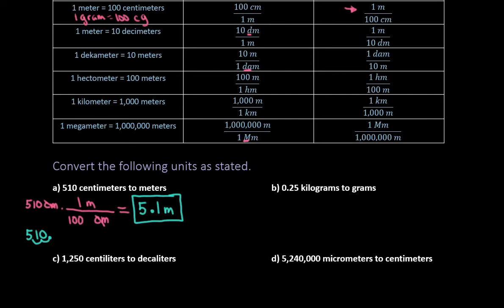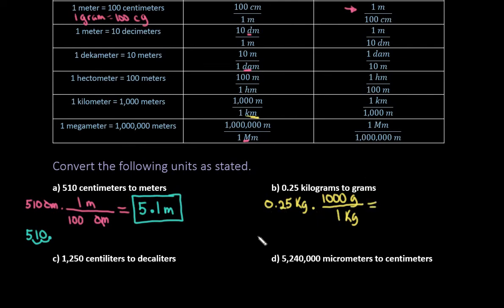Okay, so let's look at the next one that I have. This time we have 0.25 kilograms, so I would put kg, and I want to convert that to grams. This time we're going larger to smaller, so I'm going to use this side of the chart. I would go to where I have kilo, and so I can say that 1 kilogram is equal to 1,000 grams. Remember that I just replaced the M with G because I'm dealing with grams.